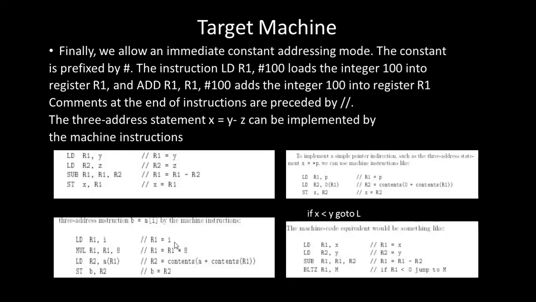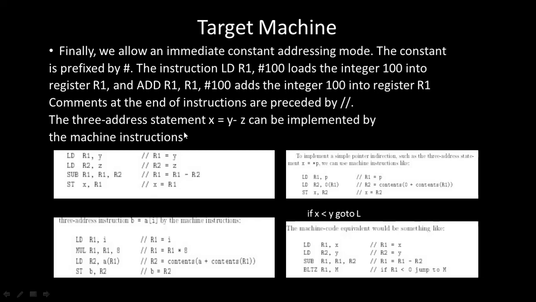Then finally, we allow an immediate constant addressing mode. The constant is prefixed by a hash. The instruction LD R1, #100 loads the integer 100 into register R1, and ADD R1, R1, #100 adds the integer 100 to register R1. Comments for copy and read instructions will be preceded by another symbol.